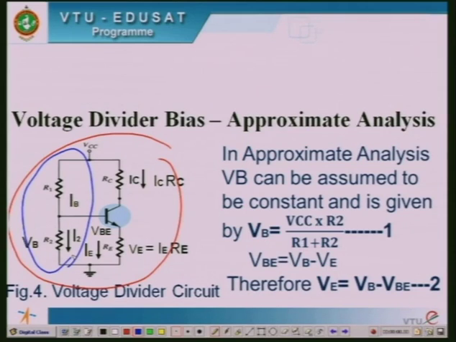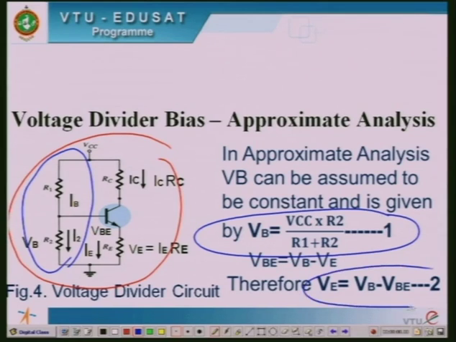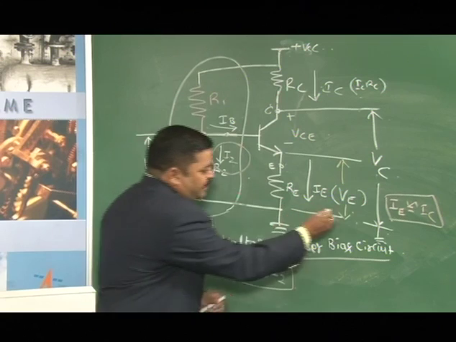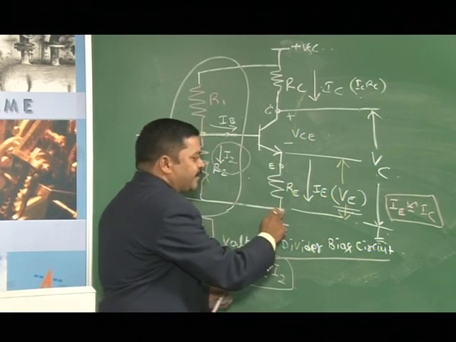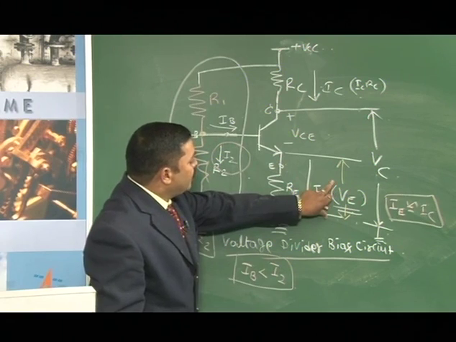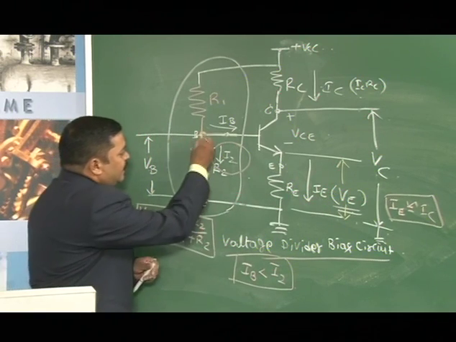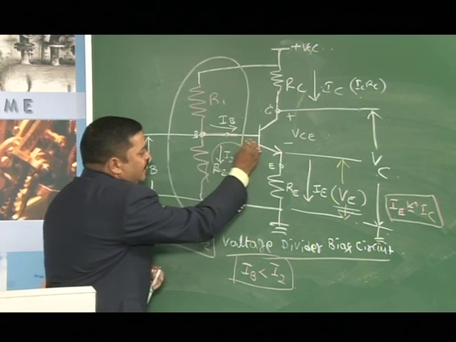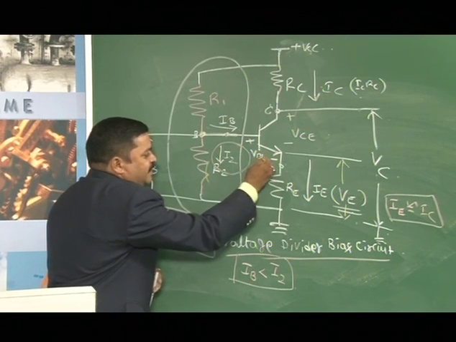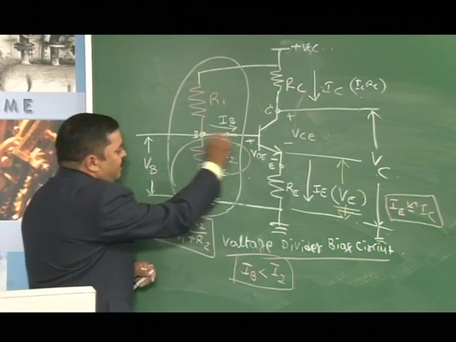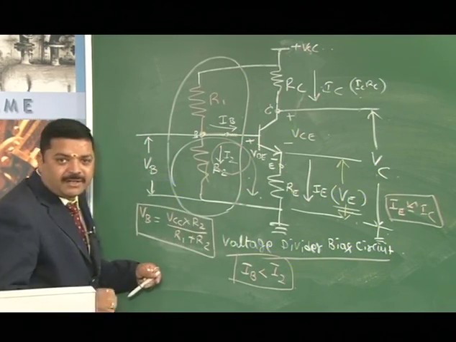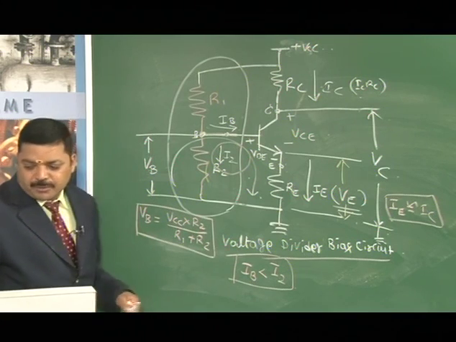Next, that point is indicated by this. So VB is given by VCC R2 by R1 plus R2, which is equation number 1. Therefore, what is VE? Let us see where exactly VE comes here. VE comes here in the emitter circuit. So VE we need to find out. To find out VE, the voltage here is VB, and here there is a plus minus VBE cut-in voltage, which is understood, right. We will apply KVL for this loop, the lower part of the input loop.